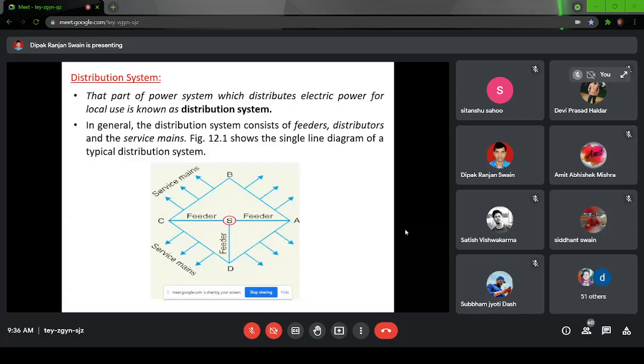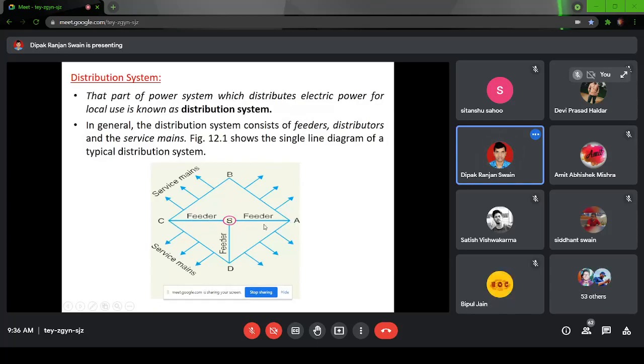Now, I think I have already told you what we mean by feeder and distributors. We will be using these terms again and again in this chapter to calculate the different voltages and currents in the system. As you can see, let us say this A stands for a substation. From the substation to the distribution, I can say SC or SA.